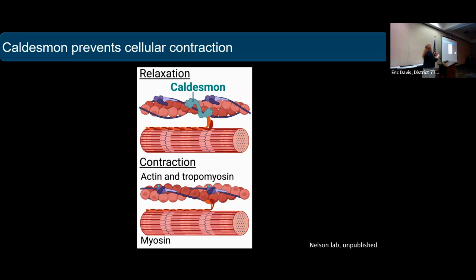So you may remember from biology about actin and myosin. You can see those here are really important for a muscle to contract. And this caldesmin sits in the middle between actin and myosin. So if you lose that caldesmin, you can have more contraction.